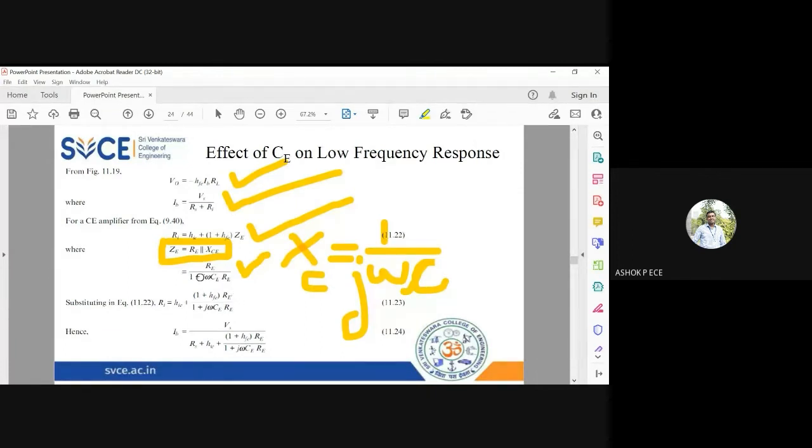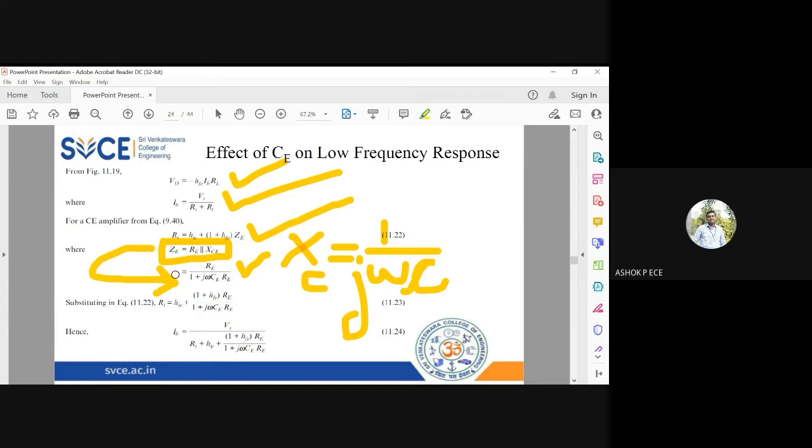So step by step, you have to do and cross check. Whatever I teach, you have to manually work out this simplification of parallel resistance and see whether you are getting this expression. So when this XC is 1 by j omega C, if you substitute here, it is RE parallel to 1 by j omega CE. So RE into 1 by j omega CE divided by RE plus 1 by j omega CE. So when you simplify and take LCM, you get RE by 1 plus j omega CE into RE.